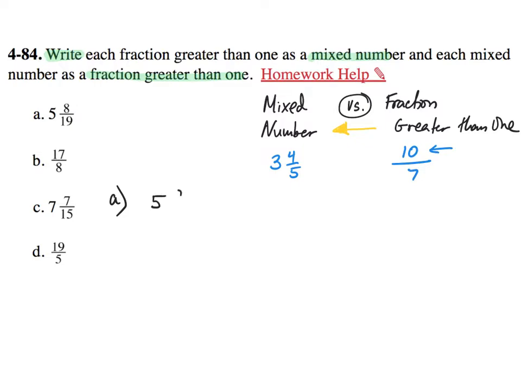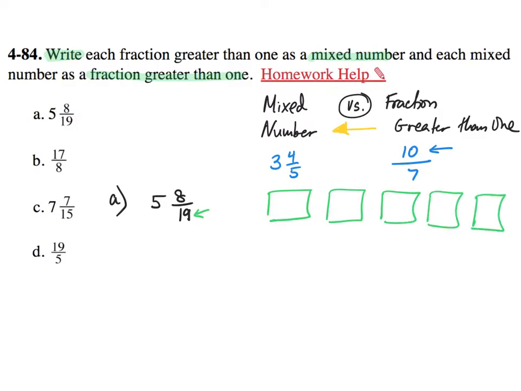So 5 and 8/19. I like to use pictures, however the denominator is way larger. But there's 5 whole numbers, so if I draw 5 whole numbers, there will be 5 boxes. 1, 2, 3, 4, 5, and then I need another one to draw the 8/19. Now each of them needs to be equally divided into 19 pieces. That's very hard to do and time consuming and probably inaccurate.